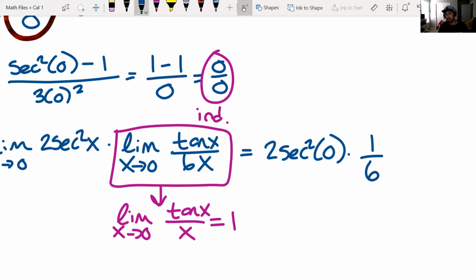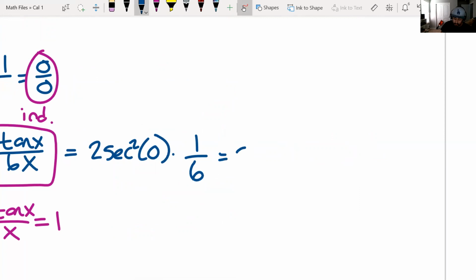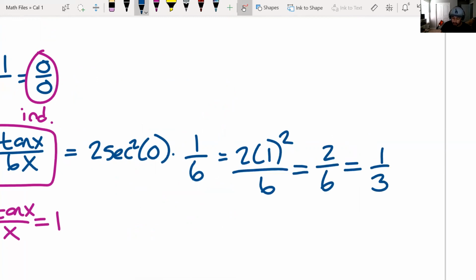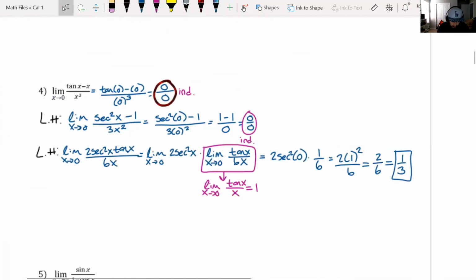And once again, secant is the reciprocal of cosine. So cosine at 0 is 1. Secant at 0 would be the reciprocal of 1. And the reciprocal of 1 is just 1. So if I went one more step, this would become 2 times 1 squared over 6, which is just 2 over 6, which is just 1/3. And there you go. Not indeterminate that time. You get 1/3.